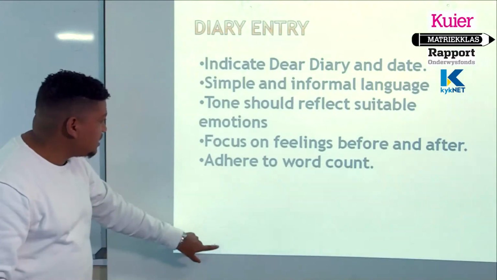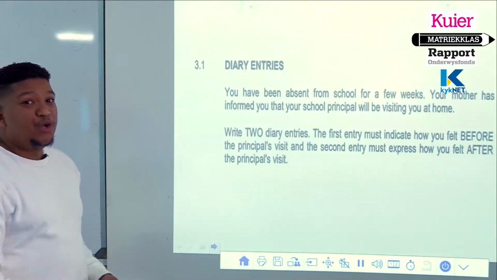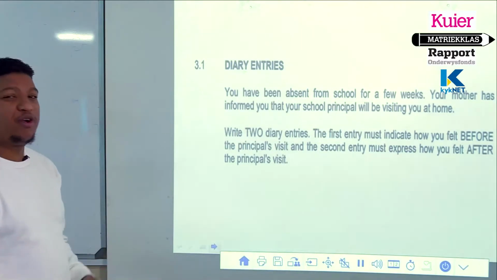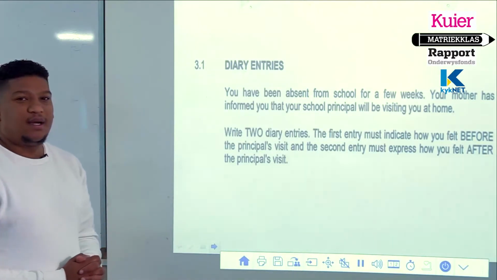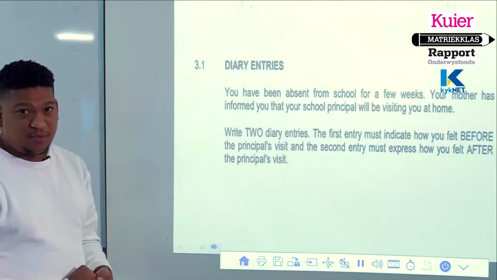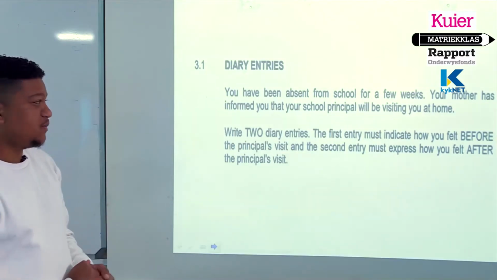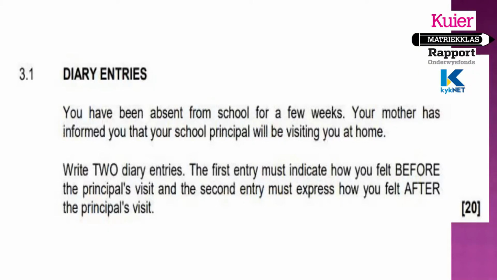So let's practice a diary entry. You have been absent from school for a few weeks. And I'm sure some of us have been absent and we use coronavirus as the excuse. Your mother has informed you that your school principal will be visiting you at home. Scary time in your life, eh? Write 2 diary entries. The first entry must indicate how you felt before the principal's visit, and the second entry must express how you felt after the principal's visit.